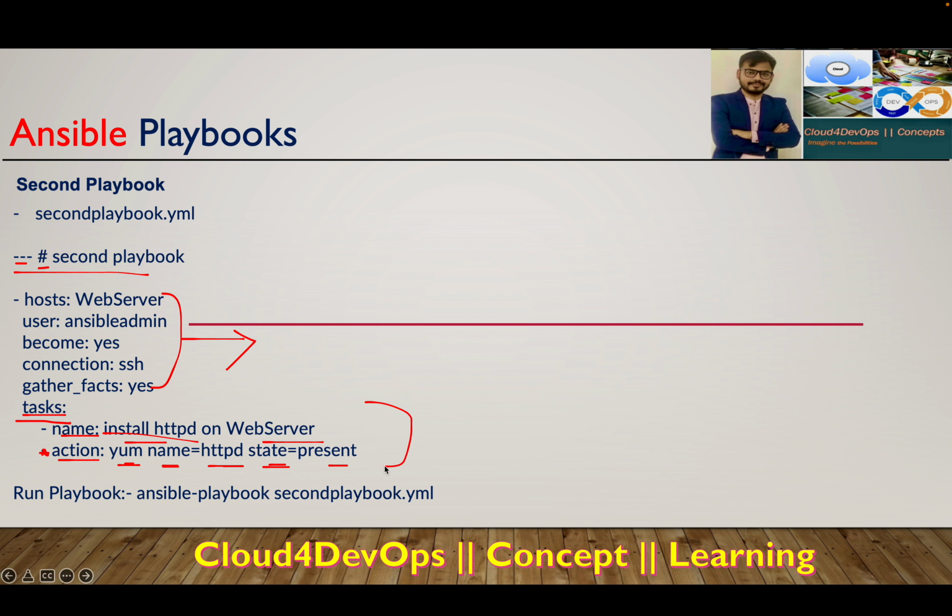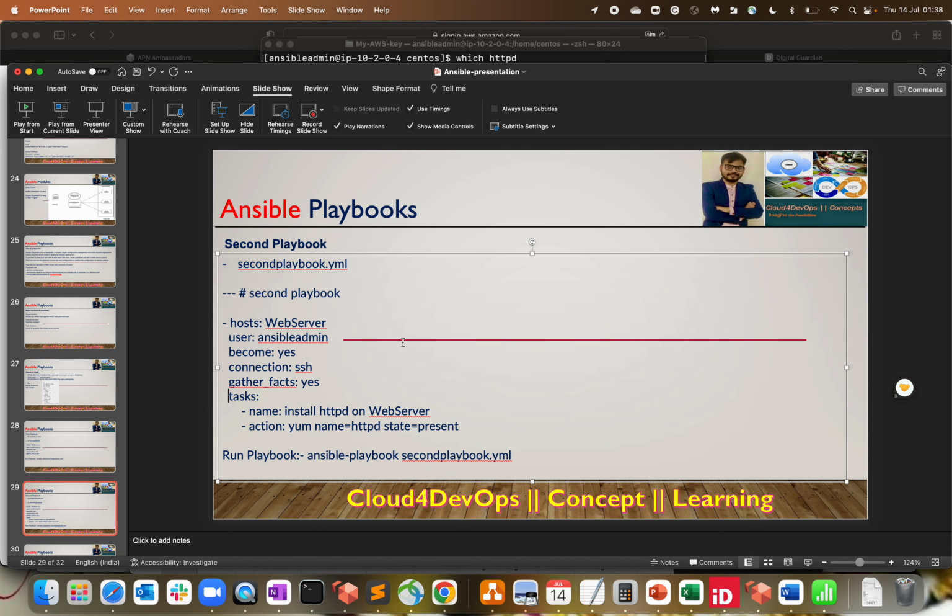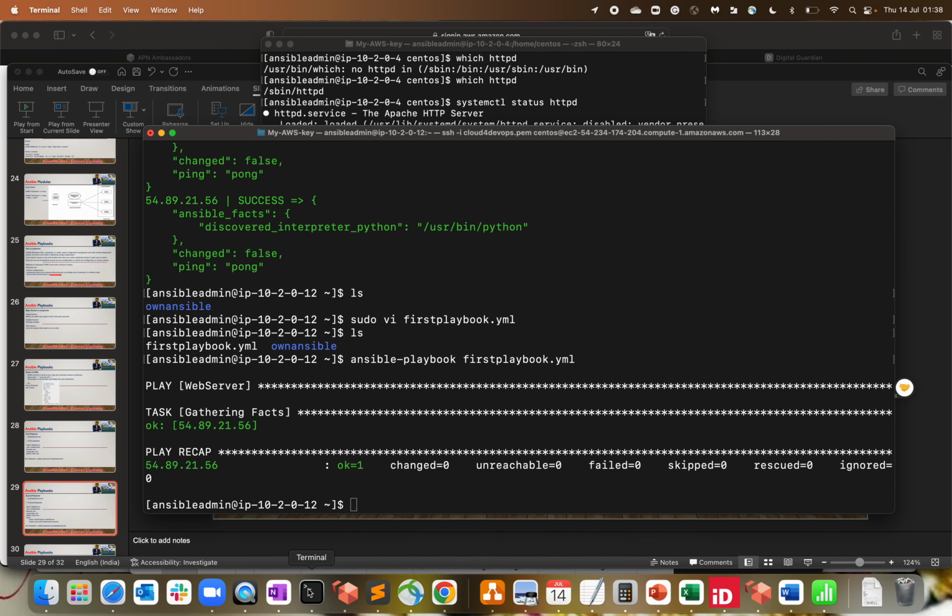So let's try to do the practical again. Let's go back to our terminal. Now I'm going to create another playbook, sudo vi second playbook.yaml. Perfect.